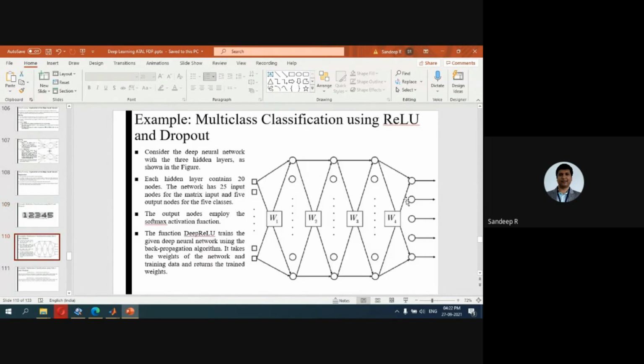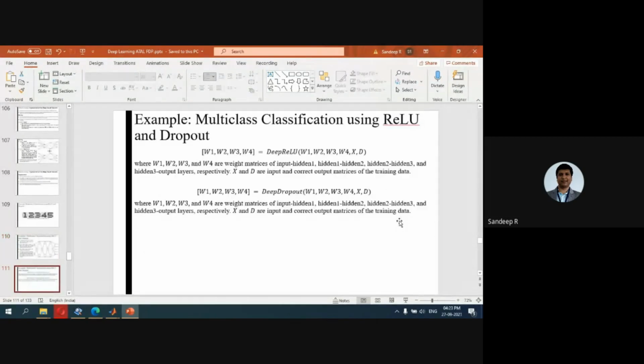So 5 nodes at the output layer, and here we have chosen these many hidden layers: hidden layer 1, hidden layer 2, hidden layer 3. W1 represents the weight between the input and the first hidden layer. W2 represents the weight between the first and second hidden layers. W3 represents the weight between the second and third, and so on. And between the last hidden layer and the output are the weights W4. So we have this setup, and using this setup, we'll try to do it, with 4 weights, the input, and the correct output.